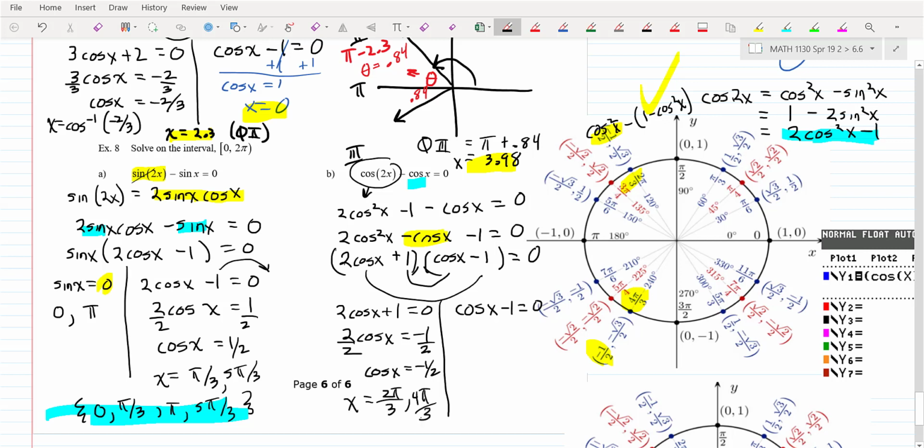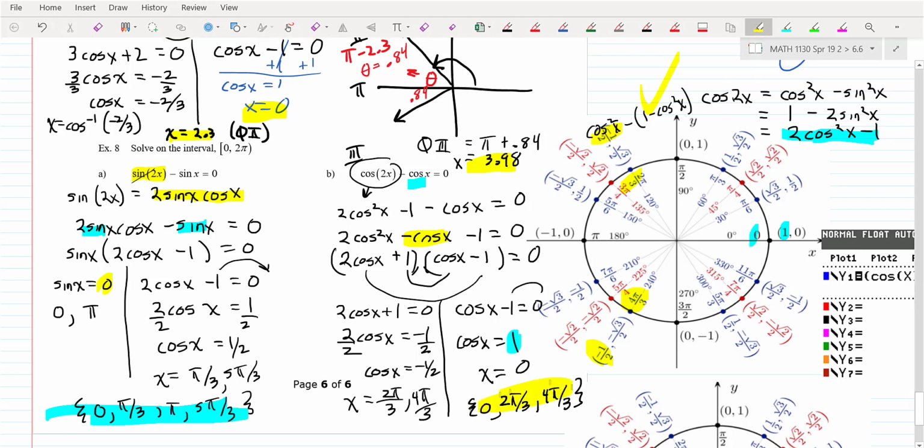Then the next one, you can add 1 to both sides. Cosine x equals 1. Where is the cosine 1 on a unit circle? It's only one place. Where is it? At 0. Good. So the cosine takes on the value of 1 at 0 radians. So those would be your answers to your problem. This one has 3 answers: 0, 2 pi over 3, and 4 pi over 3 like that.